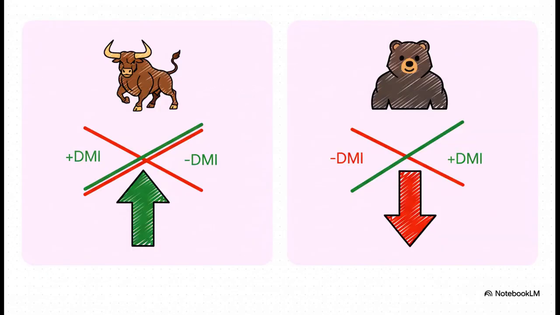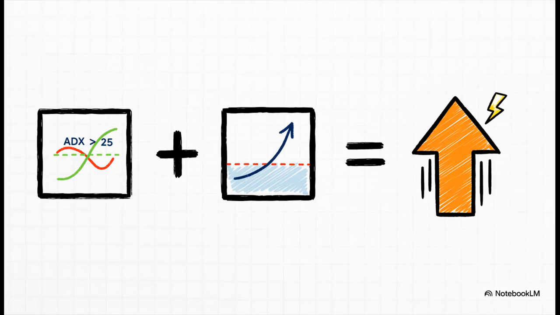Now let's look at the GPS, your directional lines. The rule here is super simple. When the green line, that's the plus DMI, is above the red line, the minus DMI, the bulls are in charge and prices are heading up. And when that red line crosses above the green, well, the bears have taken over and prices are moving down. Simple as that.